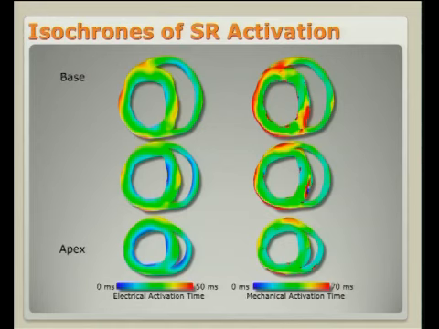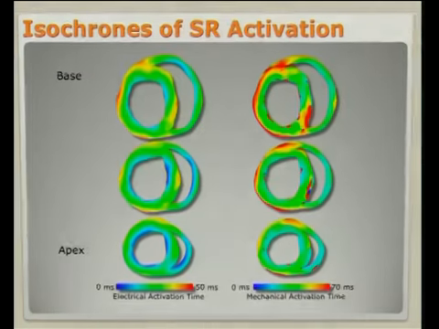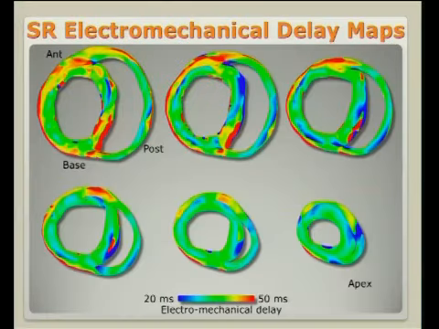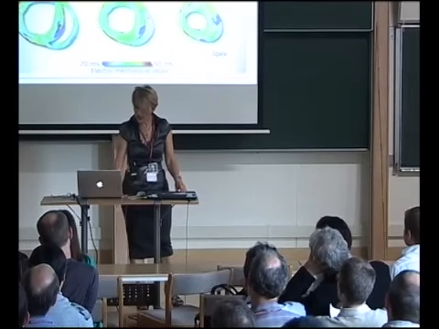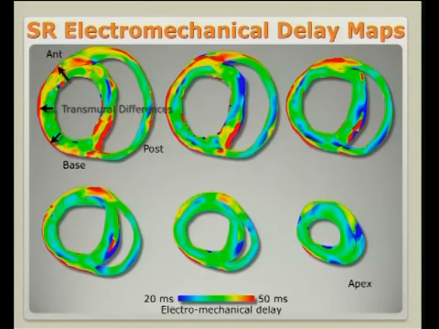So what we did is we first looked at sinus rhythm, and we constructed the isochrones of electrical activation and mechanical activation. You can see here mechanical activation is slower than the electrical activation. And then we constructed the maps of electromechanical delay. So for the first time, we have a full three-dimensional picture of the distribution of electromechanical delay in sinus rhythm in the dog heart.